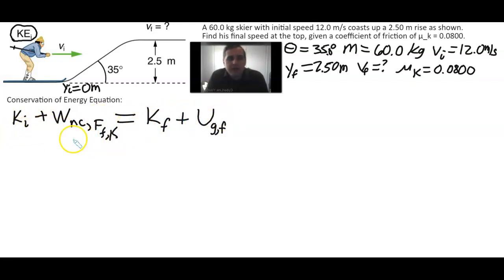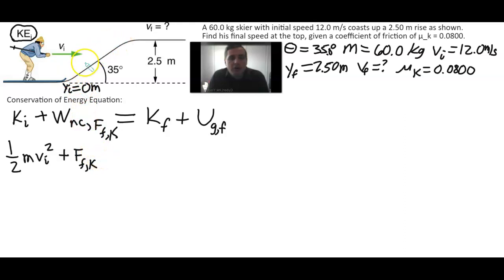Let us write out each of these terms. So this is going to be the initial kinetic energy of 1/2 m v initial squared. And let's think about the work done by friction, which is non-conservative. That's going to be work we know to be force times displacement times the cosine of the angle between the force and the displacement. So let's write that out to be plus force of friction kinetic times the displacement.